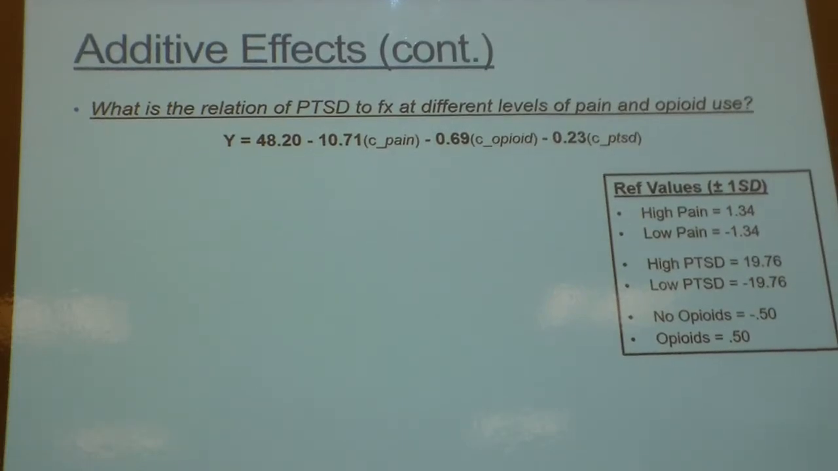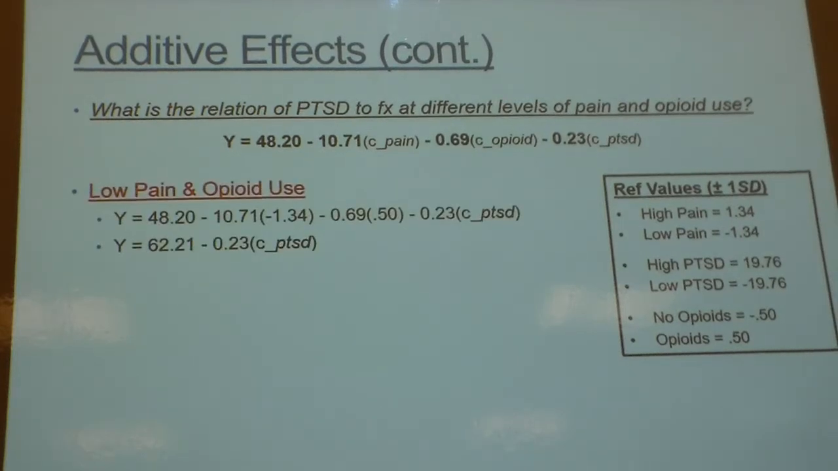Same thing, what if I want to look at the relation of PTSD and functioning at different levels of opiate use? Again, my equation, low pain and opiate use. So I have low pain, a standard deviation below. Opiate use corresponds to a value of 0.5 in the data set. Here's my relation with PTSD. Run this out. The relation between PTSD and outcome is negative 0.23, right?